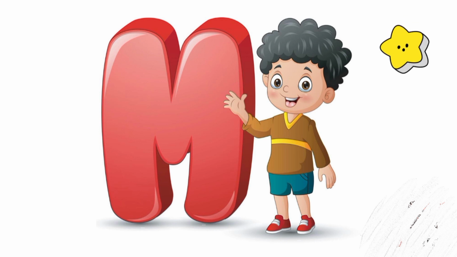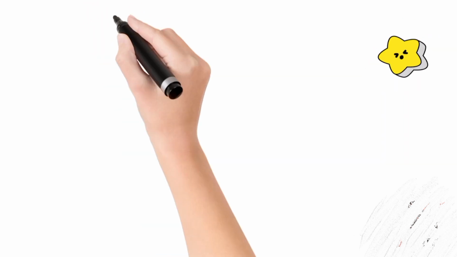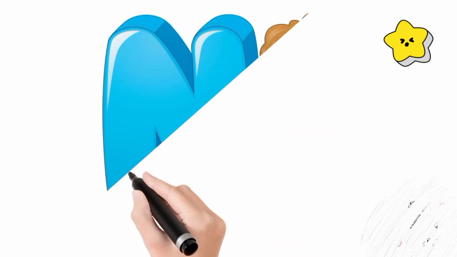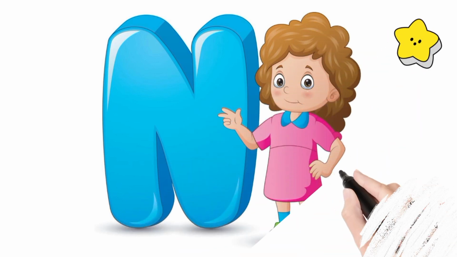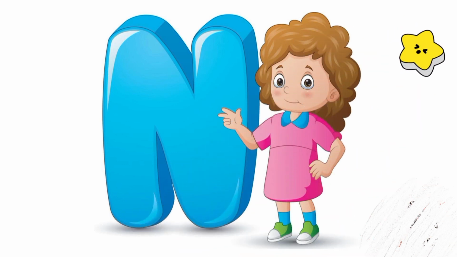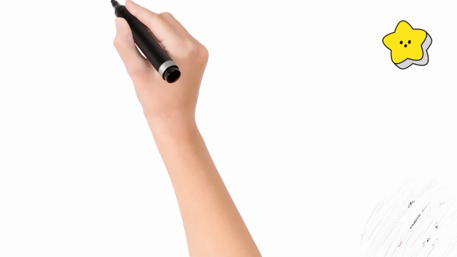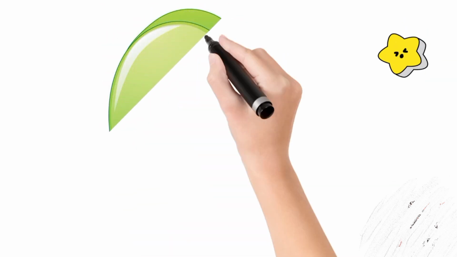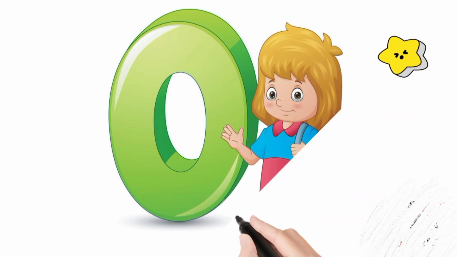E, F, G. H, I, J, K, L, M, N, O, P. Q, R, S, T, U, V. W, X, Y, and Z. Now I know my ABCs. Next time, won't you sing with me?